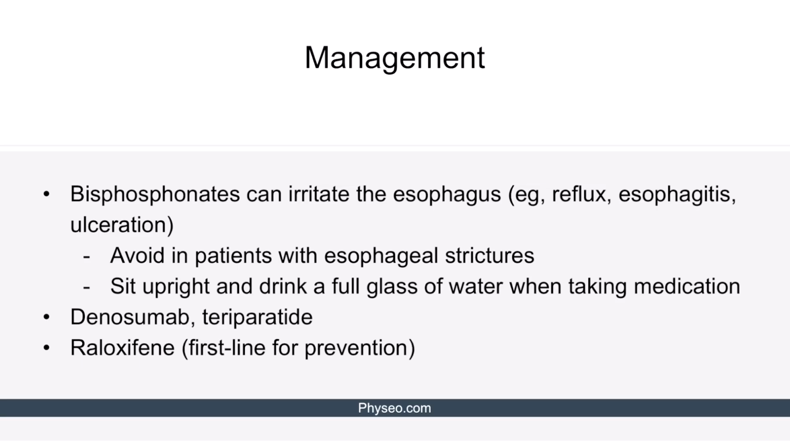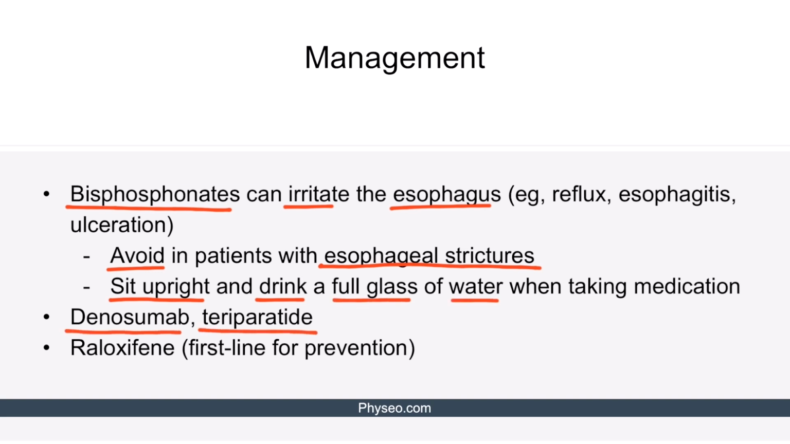Now, there's a few additional points to make regarding bisphosphonates. Recall that bisphosphonates can irritate the esophagus with reflux, or esophagitis, and ulceration. Because of that, they should actually be avoided in patients with esophageal strictures or other conditions that delay esophageal emptying, because you don't want it to sit in the esophagus longer than is absolutely necessary. To help prevent these complications, patients should be counseled to sit upright and drink a full glass of water when taking the medication.